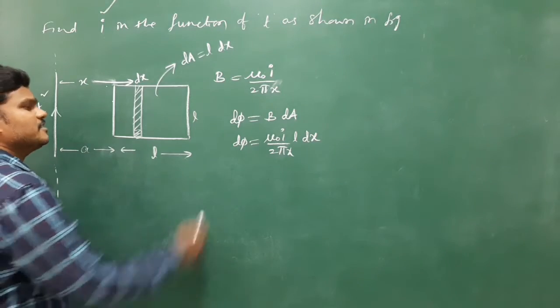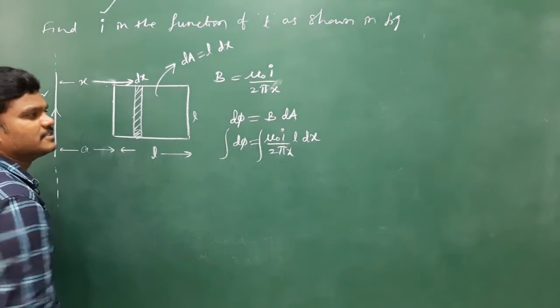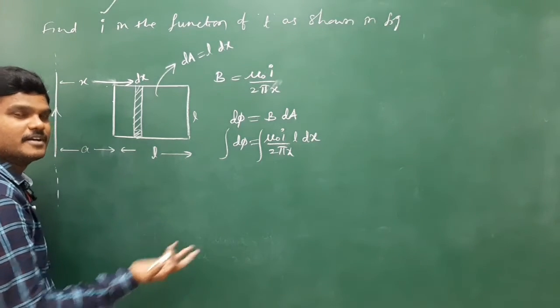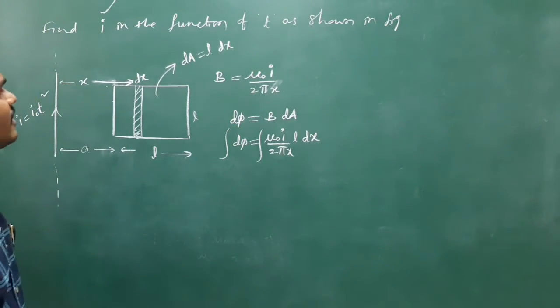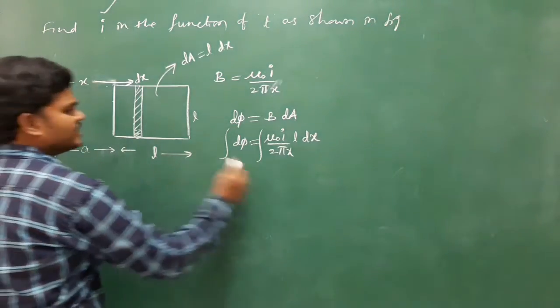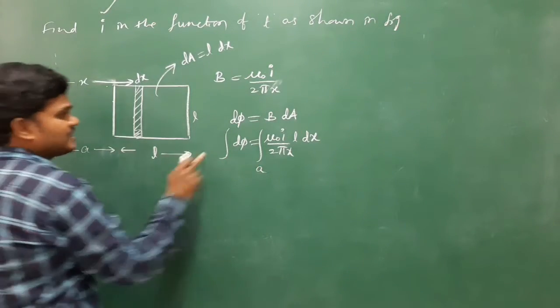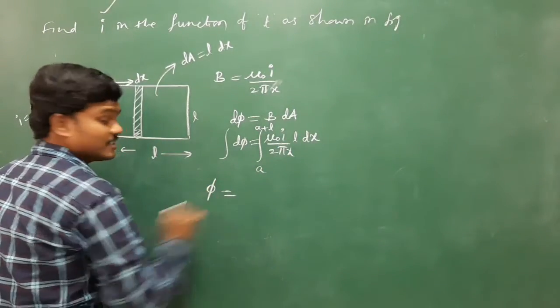Now apply the integration with proper limits, you will get the flux. Once we get the flux, then we can find EMF, and by using EMF we can find the induced current. Take the limits. Starting limit is a, ending limit is a plus L. Now I got the flux.